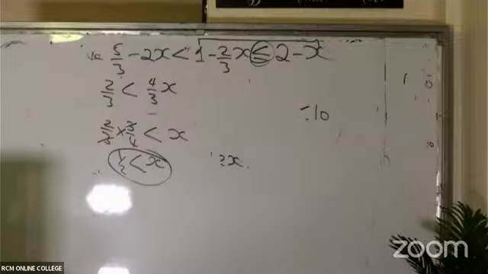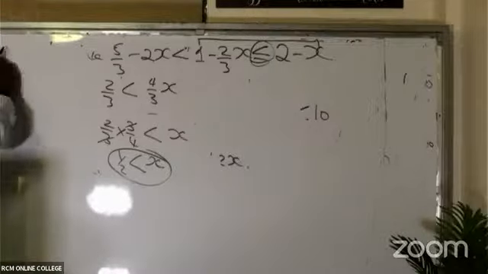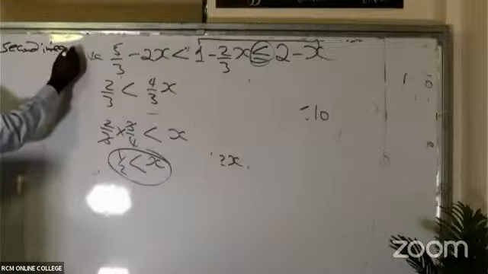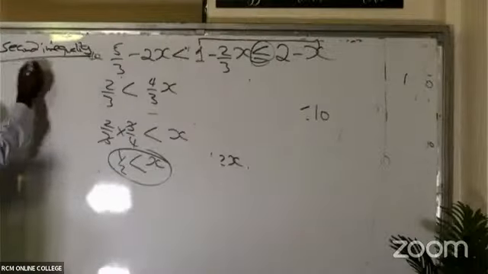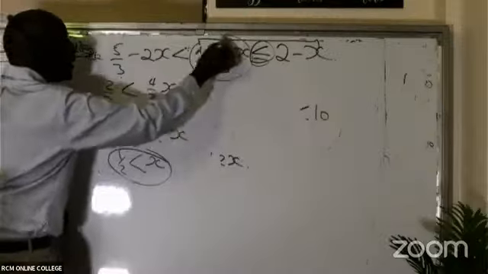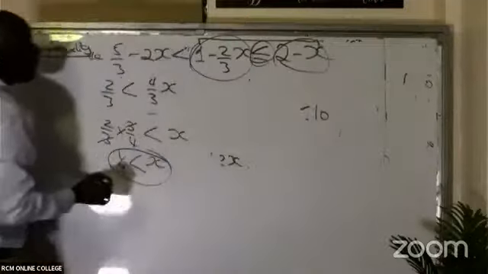From there, we go and now tackle the second part, the second inequality. I can even write there in my book, second inequality. So the second inequality is here, this one. But you see, it is eating two parts, this and this.